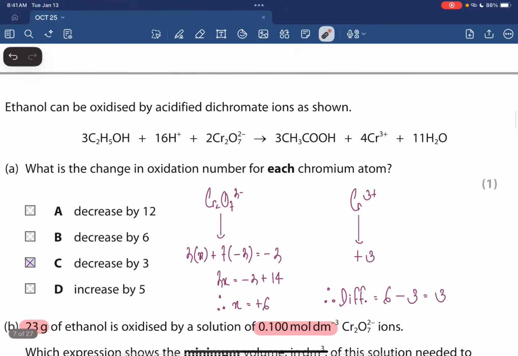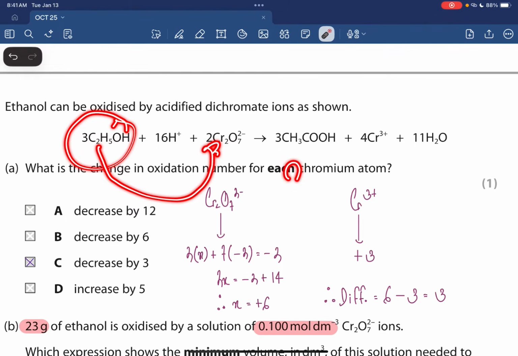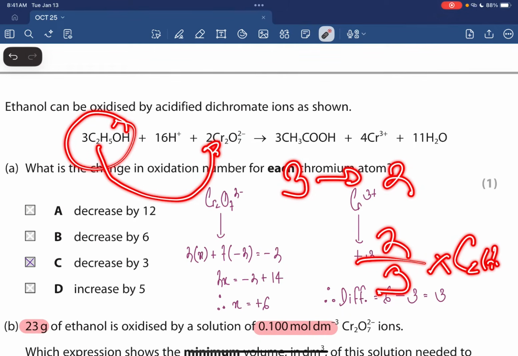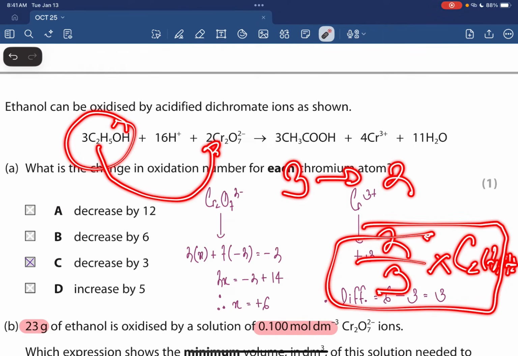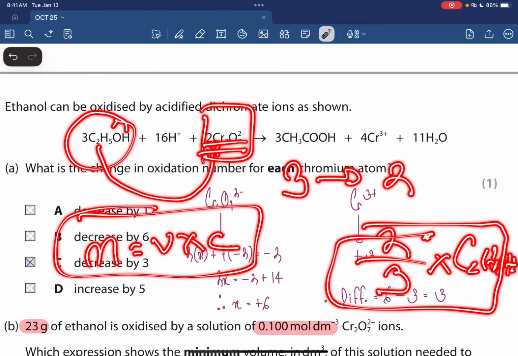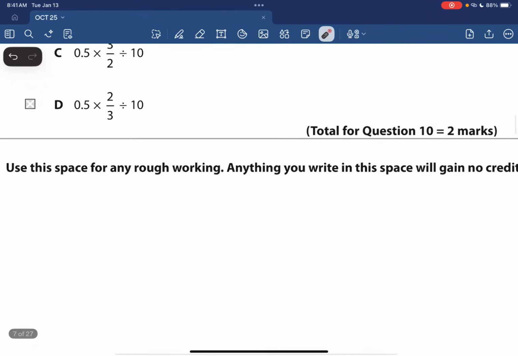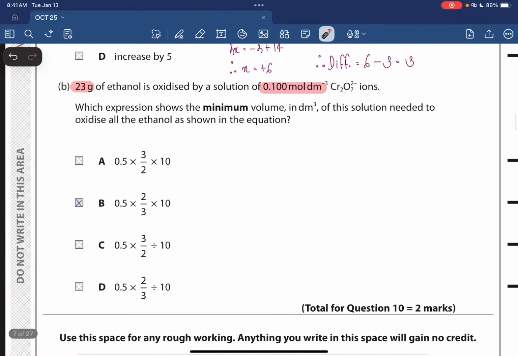Okay, so first of all you have to figure out the moles of this, then compare the molar ratio. They're reacting in a 3:2 ratio, which should give you 2/3 times the moles of ethanol, right? So this should be giving you the moles of this dichromate(VI). Now number of moles equals volume times concentration. You know the number of moles and you know the concentration, so you make volume the subject and figure it out.